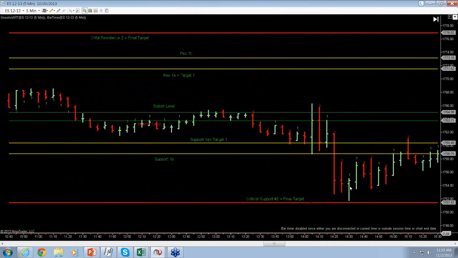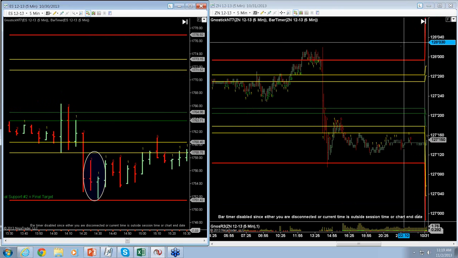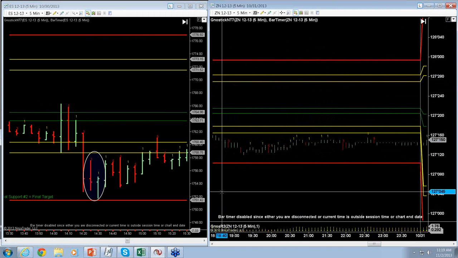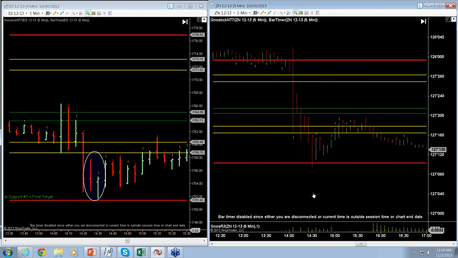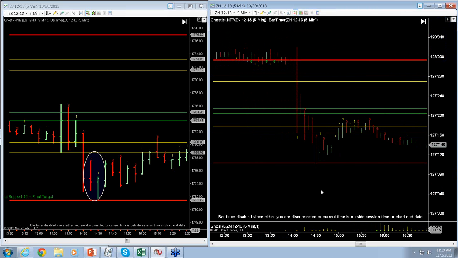Here's the 3 and the 1 approaching support 1A. I'm sorry, critical support 2, target 2, right here. Let's take a look at what notes showed up. Notes are a completely different instrument. 3 and a 1. Two completely different algorithms. One is identifying support and resistance, which all of you understand.